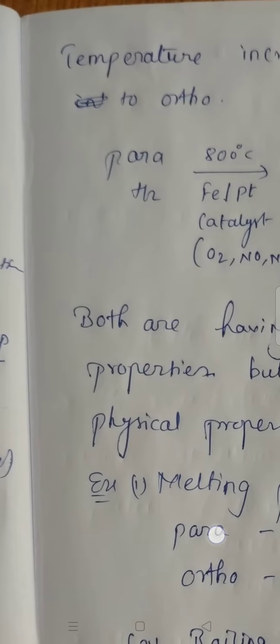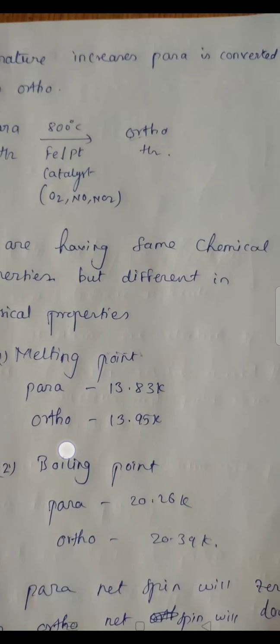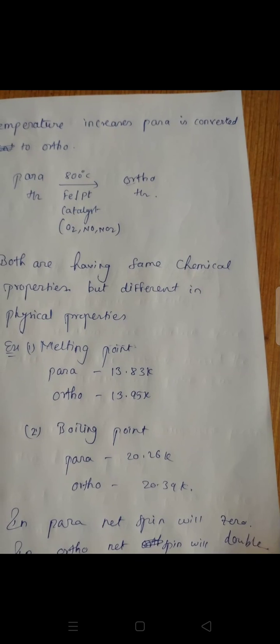Both have the same chemical properties, but they vary in physical properties. The melting point of para is 13.83 Kelvin and the other is 13.95 Kelvin. The boiling point of para is 20.26 Kelvin and the other is 20.39 Kelvin.